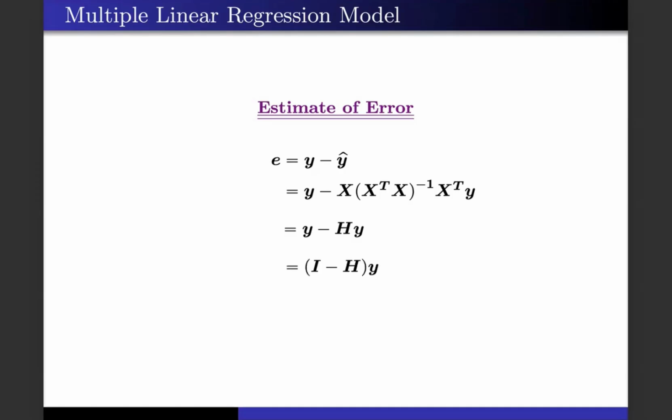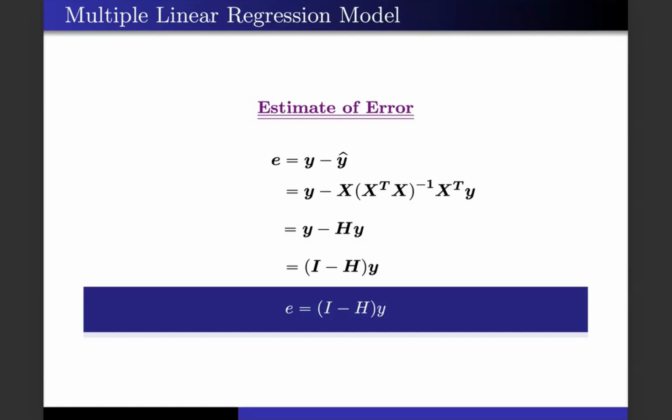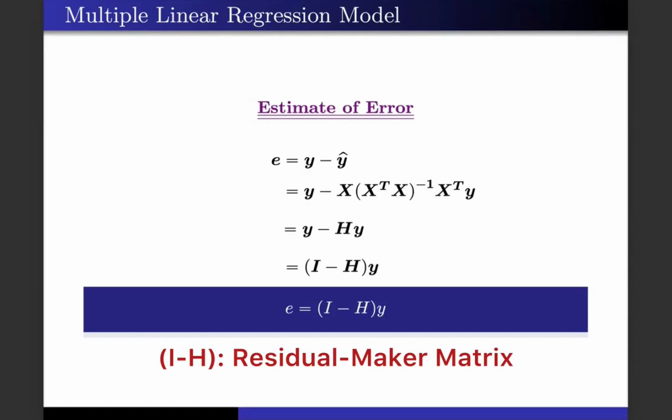Now, Y is a response variable. We have it in the first term. We have it in the second term. We can just factor it out and we get (I minus H) times Y. So we have that the residuals, an estimate of the error term, are a linear transformation of the response vector Y using the matrix I minus H, which we also call the residual maker matrix.